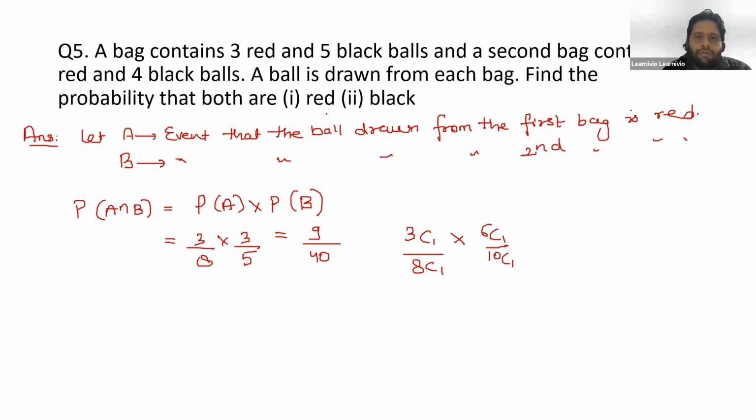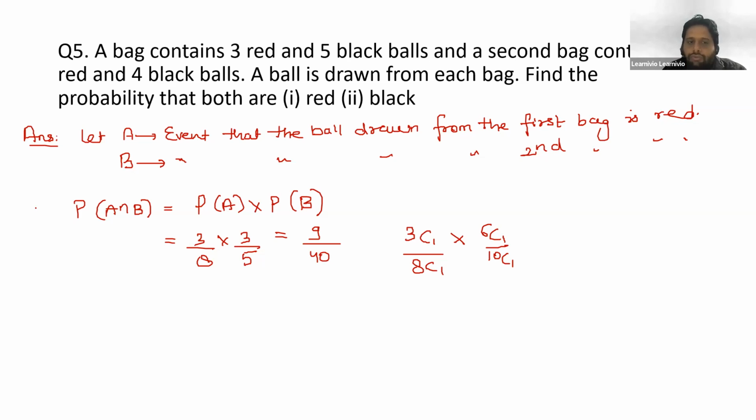Now the question is: a bag contains 3 red and 5 black balls, and a second bag contains 6 red and 4 black balls. A ball is drawn from each bag. Find the probability both are red. So you can see here, Rifat, that if we take A as the event, ball drawn from the first bag is red, and B as the event, ball drawn from the second bag is red, first you need to decide whether this is dependent or independent. As you have different bags, the probability of the first will not affect the probability of the second. They two are not interlinked.